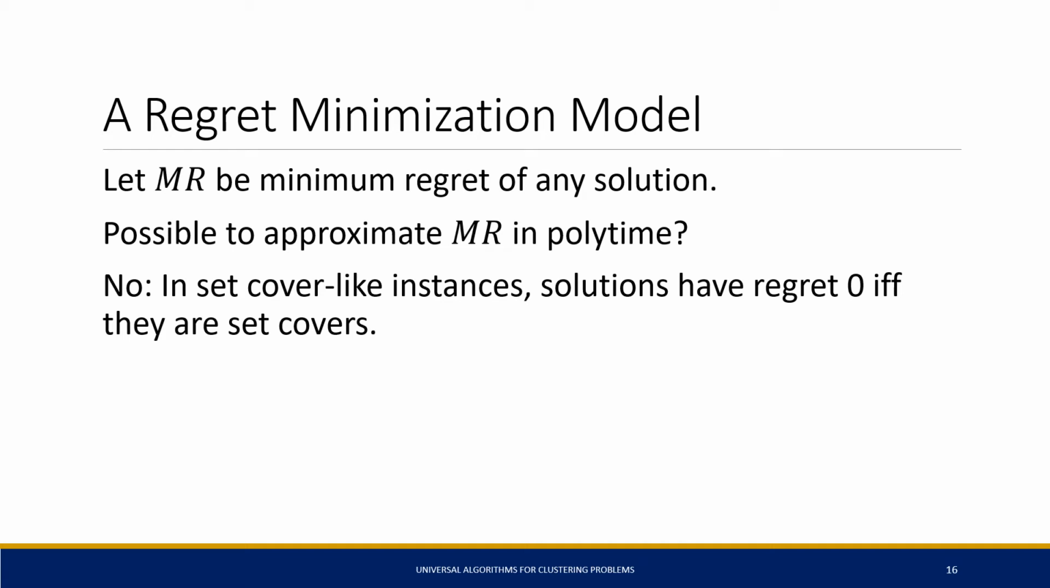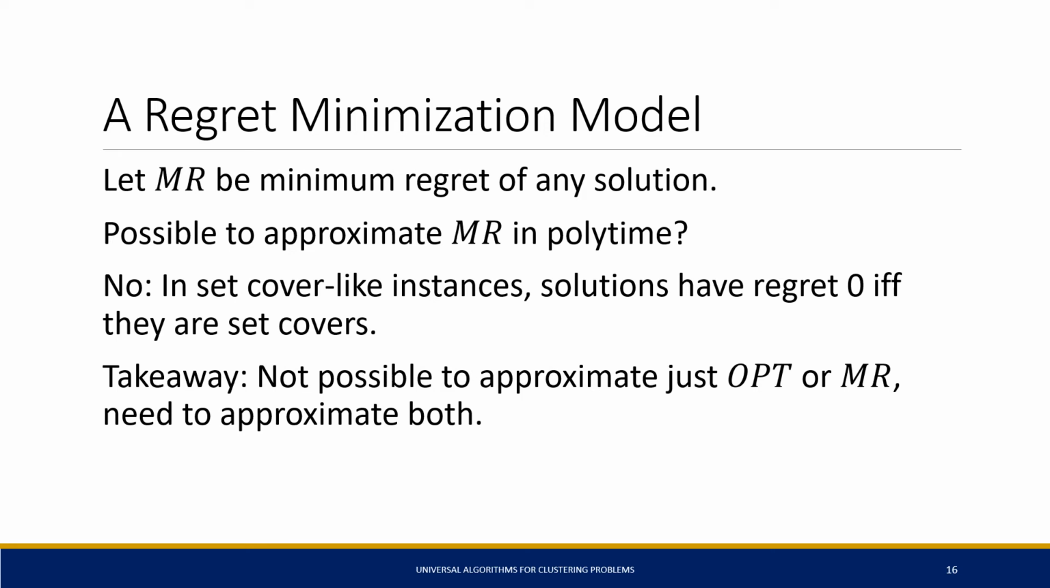In these instances, it turns out you can construct them such that there's a zero regret solution if there's a set cover of size k, and any set of k facilities that doesn't correspond to a set cover is going to have some positive regret. So again, it's not possible to get any finite approximation of regret in general in polynomial time. So the takeaway here is that this definition of regret, and approximating regret, bakes uncertainty into the approximation definition, but it's still not sufficient just to approximate this. It's not sufficient to approximate opt, and it's not sufficient to approximate the regret. We need to really approximate both if we want any meaningful guarantees.